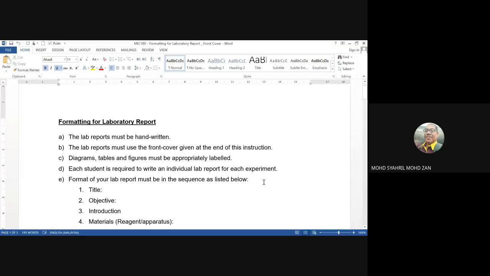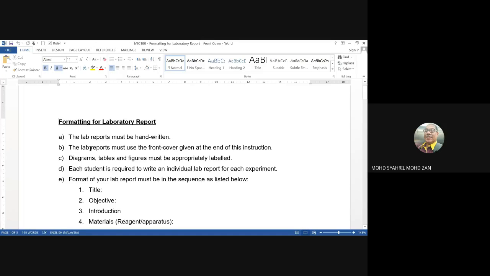All right, so formatting for laboratory reports. The lab report must be handwritten, which means that you have to use your hand to write your lab report, except for your front pages. Front pages you can type because we are already giving the example. The lab report must use the front cover given at the end of these instructions. I already put it in the folder.